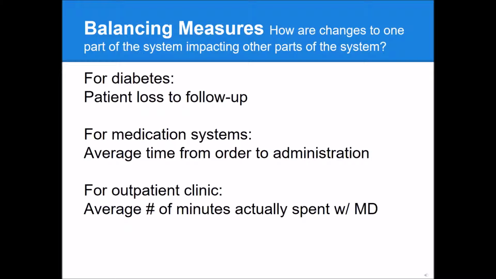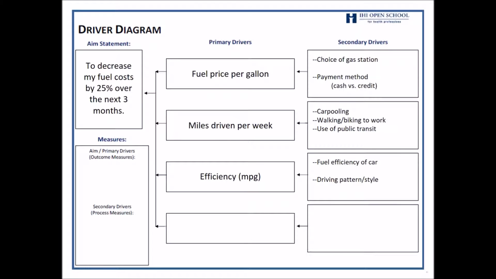Now let's look back at our driver diagram for our sample project for reducing our fuel costs. In the lower left corner, in the measures box, you'll see that there are 2 different areas. One for outcome measures, which are also described as AIM or primary drivers, and one for process measures, and that category is also labeled with secondary drivers, and you'll see why in just a second.